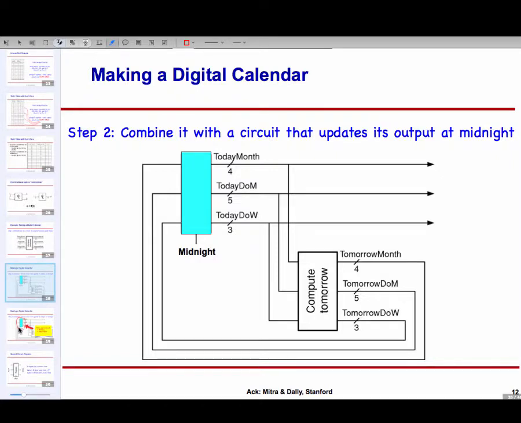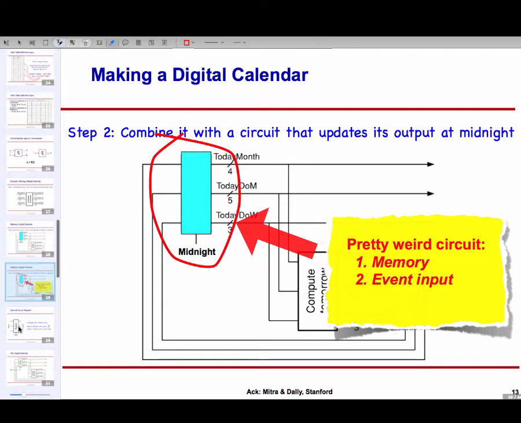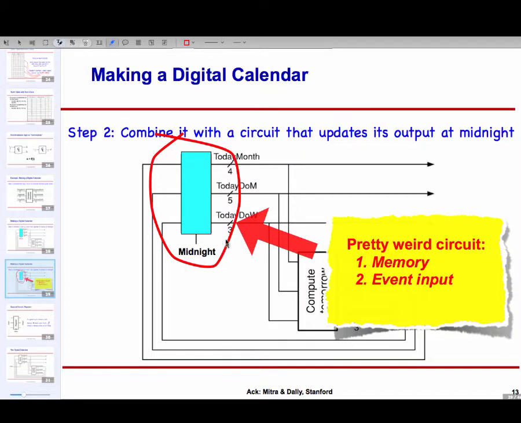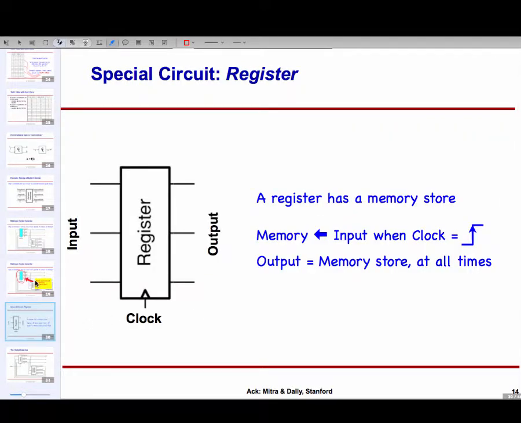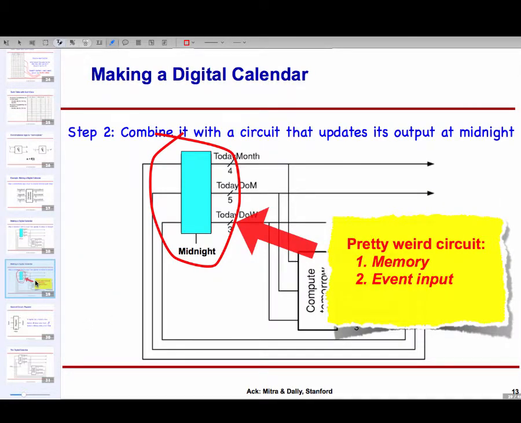Okay, so that's a weird circuit. It has memory, and we are looking at signals which have this notion of an event. Something happens at a specific point in time. Just at midnight, something special is happening. So event type inputs which are happening. And needless to say, my whole circuit also has memory, right? Because this thing has memory and this thing doesn't. So I'm combining a box without memory with a box with memory.